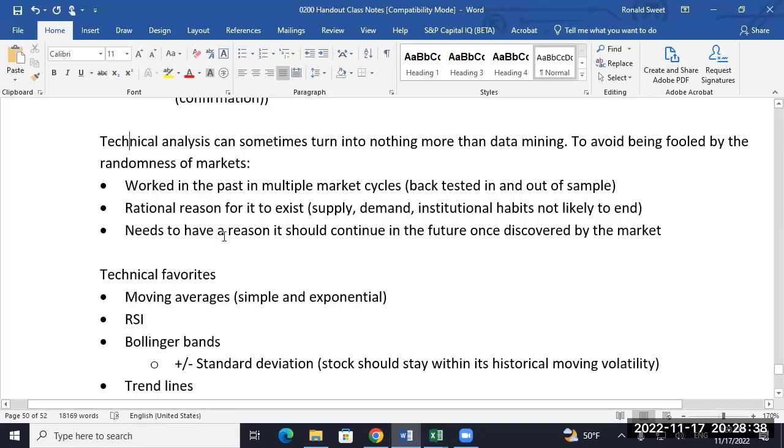You've got to be careful with the data mining. That's what I think that one guy was doing when he had his strategy. He just kept adjusting the numbers just enough to kick out these really bad markets. And it's like, yeah, that's probably not going to work. So you're trying to avoid being fooled by the randomness of the market. Just because it worked in the past doesn't really help you.